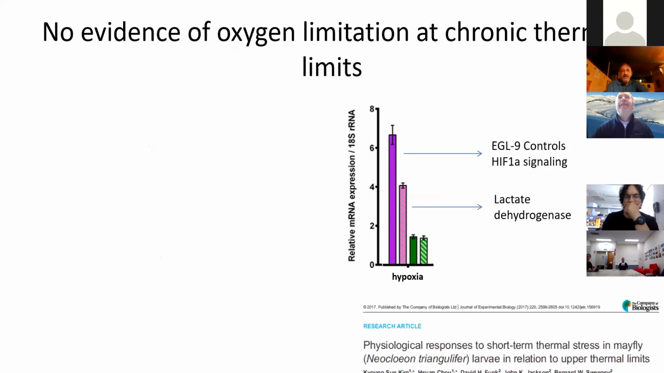The other piece of evidence that we had at that time was we had sequenced a bunch of cDNA, and we found 2 genes that if we stripped the oxygen of water, the animals would express. One of them is called EGL9, a gene that controls HIF1 alpha signaling, that's hypoxia-inducible factor signaling, and the other is lactate dehydrogenase. These are classic genes associated with hypoxia.